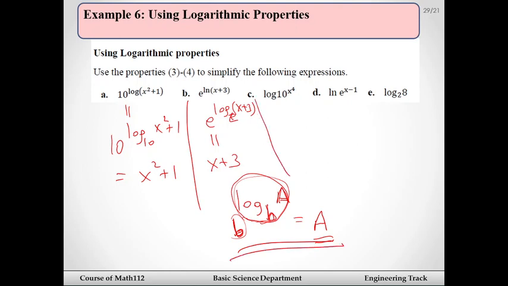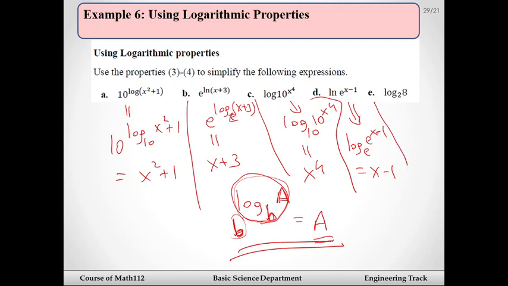Now, what is this? This is log base 10 of 10 to the x to the 4th. Which power of 10 makes 10 to the x to the 4th? It is x to the 4th for sure. And we have the same issue here, log base e of e to the x minus 1. Which power of e makes e to the x minus 1? Say x minus 1. And which power of 2 makes 2 cubed? You can write 2 cubed, and it's 3 for sure, right?